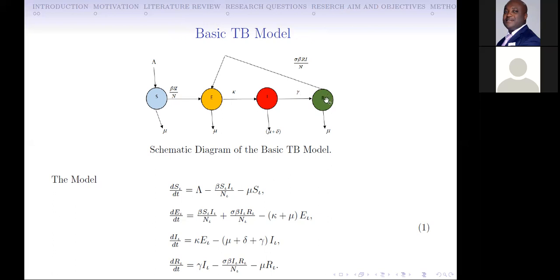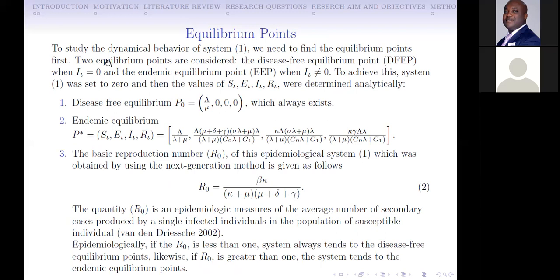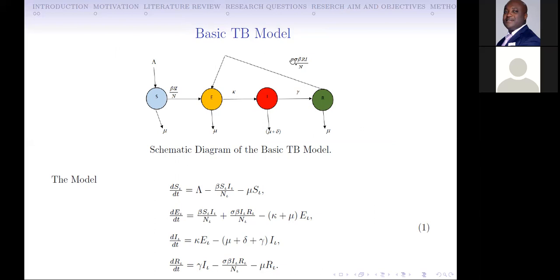Those in the recovery compartment have recovered, but there is still some disease, there are still bacilli on them. That is why they are able to go back to the exposed class. Sigma represents the risk of infection, the reinfection parameter. This is our model.